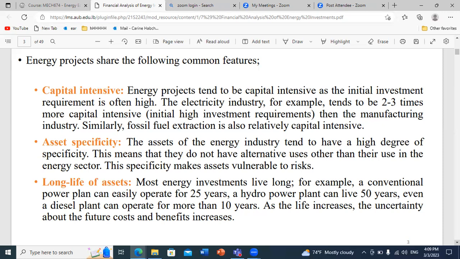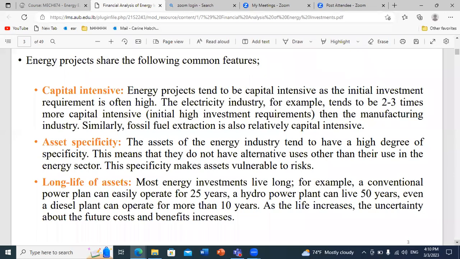Also, another example of energy projects is fossil fuel extraction. You know that you have several techniques to extract fossil fuels, and with time, these techniques are becoming more and more expensive because you need to go much deeper and deeper in the ground. So also here you have a high capital to extract fossil fuel before starting to benefit from it, and you might need a long period of time to recover the initial costs.